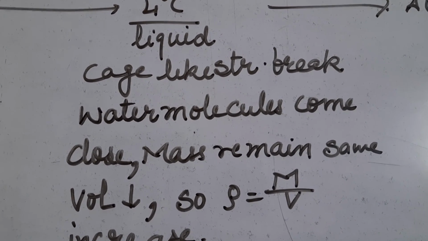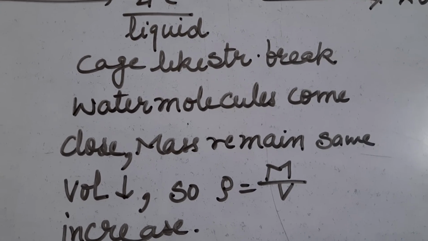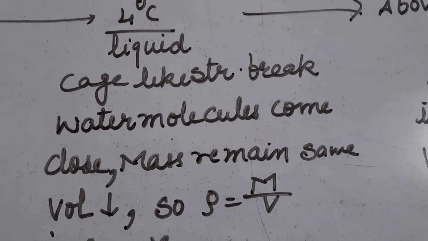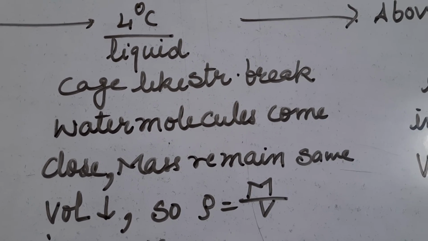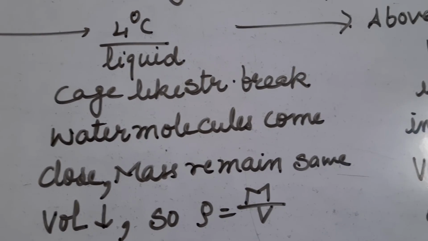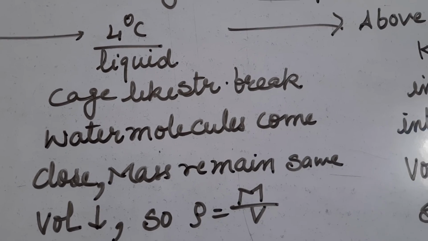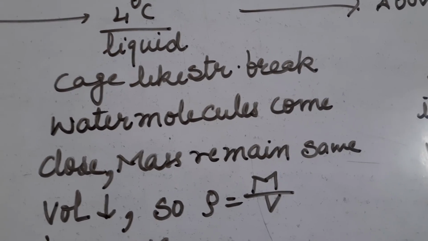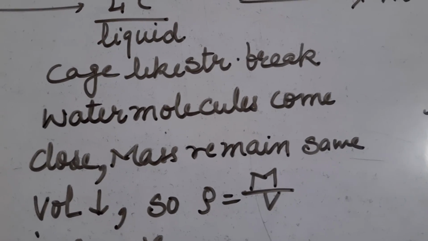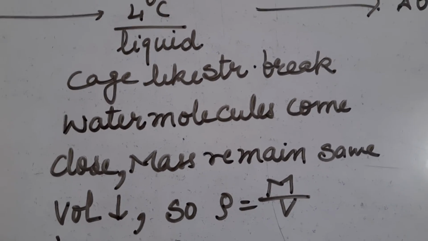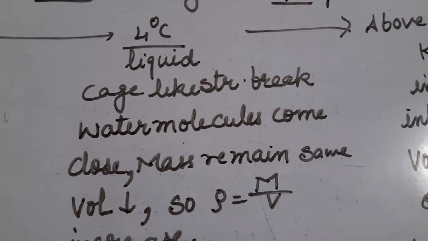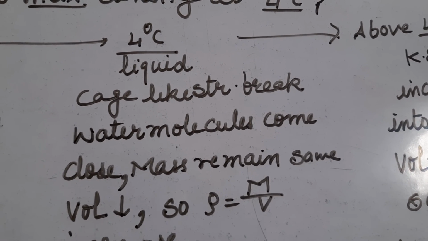This property of water is responsible for aquatic animal life in highly cold regions, because the upper surface of the sea gets converted into ice, but at the lower level the water temperature remains 4 degrees Celsius. That's why aquatic animal life is possible in high winter regions. This is all about why ice floats on the surface of water, why water shows maximum density at 4 degrees Celsius, and what the structure of water is.